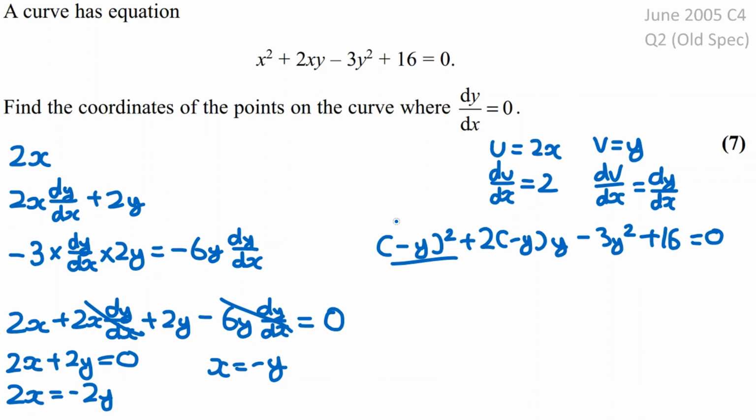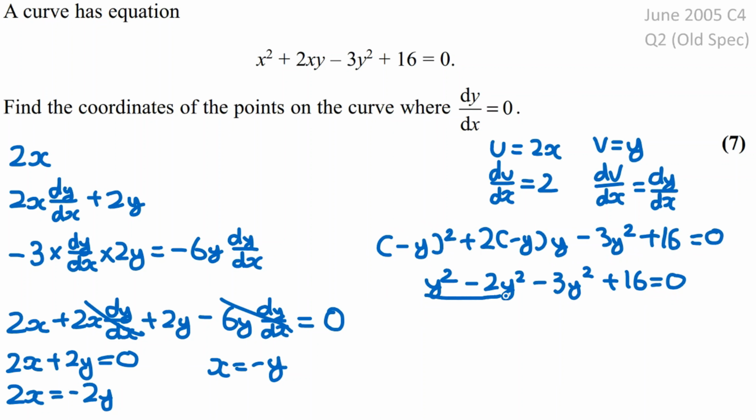So this is now going to become minus y squared plus 2 times minus y for the x, times y, minus 3y squared plus 16 is equal to 0. So minus y squared is going to become y squared, and this here will now become minus 2y squared, and then it's minus 3y squared plus 16. So y squared minus 2y squared minus 3y squared is minus 4y squared, and then plus 16 is equal to 0. Move the minus 4y squared onto the other side, such that 4y squared is equal to 16. Divide both sides by 4, so y squared is equal to 4, and square root both sides, such that y is equal to plus or minus 2. Remember, when you square root, you need this plus or minus here.